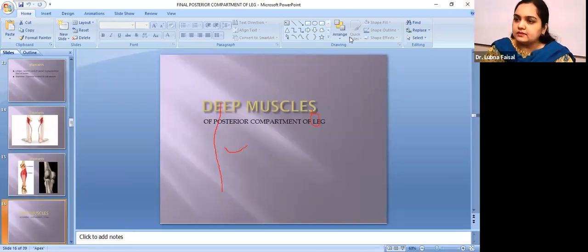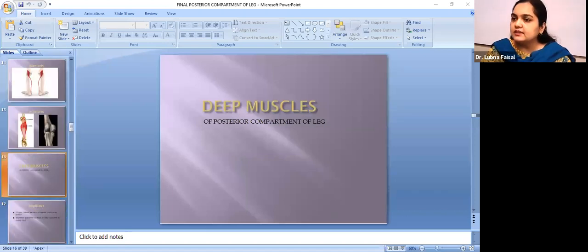Now the deep muscles. We talked about four important muscles. These are the popliteus, tibialis posterior, flexor hallucis longus, and the flexor digitorum longus. Before covering the deep muscles, any confusion or any question related to the superficial group?